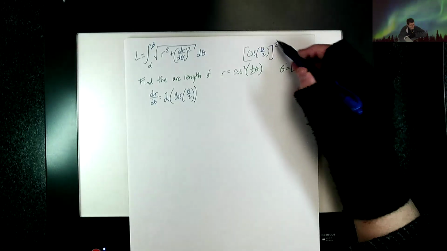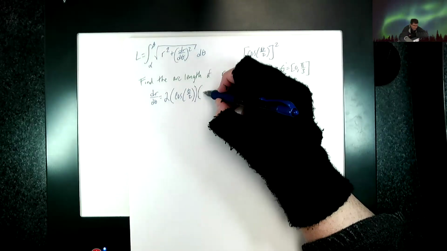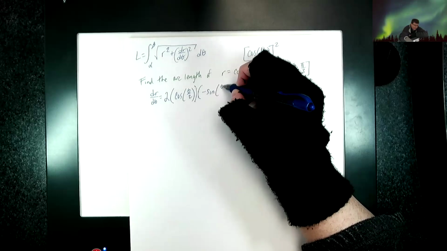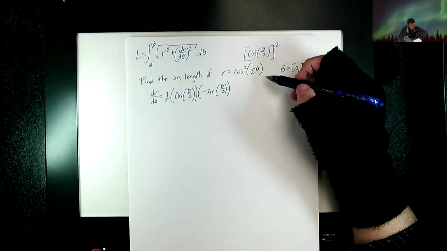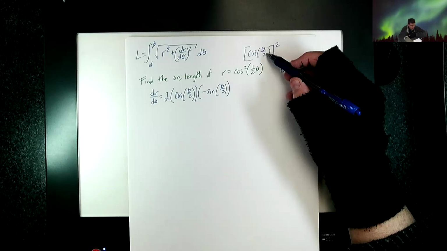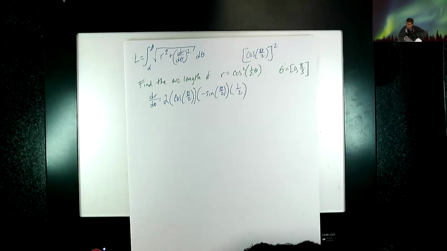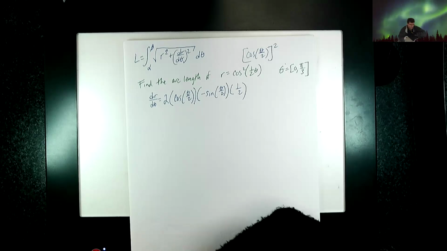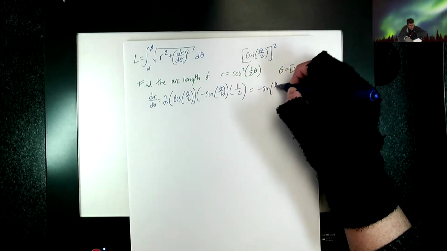And then we take the derivative of the next thing on the inside. The next thing on the inside is the trig function. The derivative of cosine is negative sine. And then we've got to go inside again. Take the derivative of θ/2, we just get 1/2. So this just cleans up into negative sine θ/2 cosine θ/2.